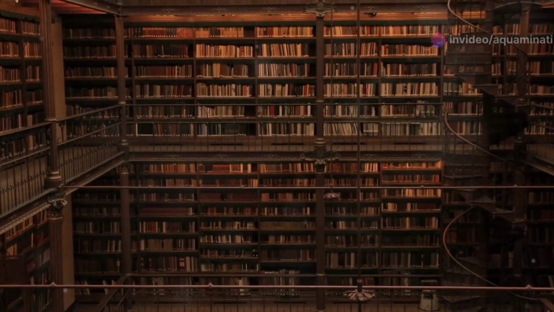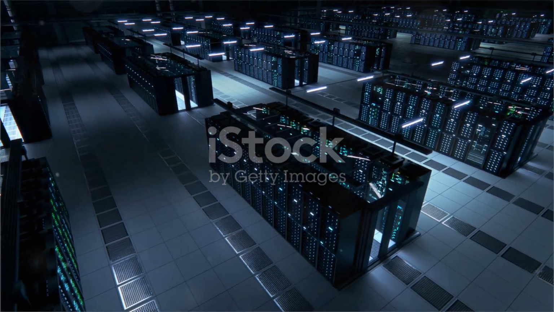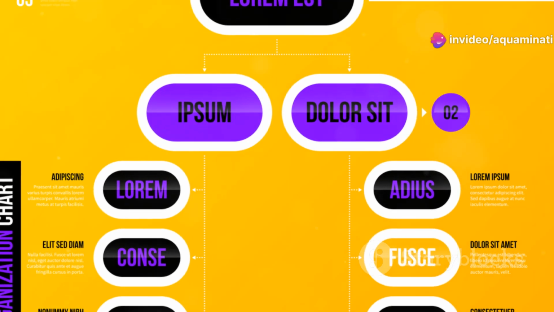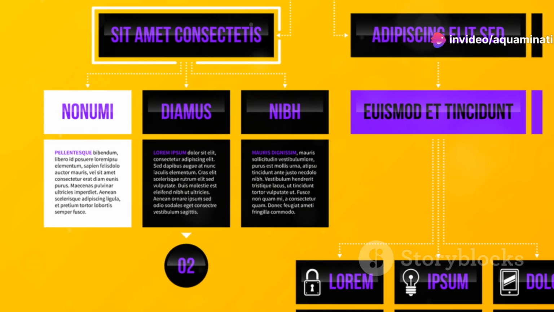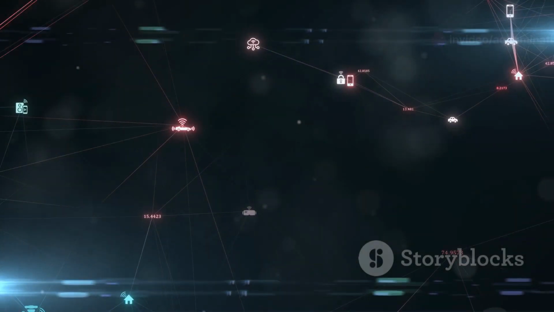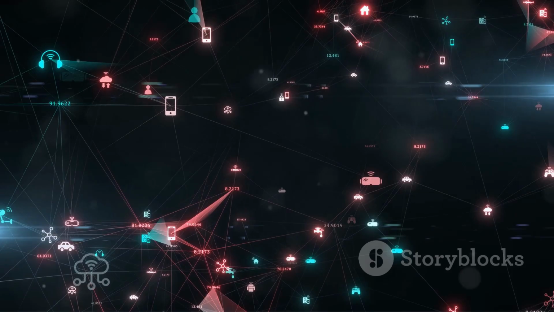Just like libraries come in different shapes and sizes, databases have various models for organizing information. Let's explore some of the most popular ones. Hierarchical databases. Imagine a family tree. They organize data in a tree-like structure with parent-child relationships. Network databases. They allow more flexible relationships like a web of interconnected ideas.